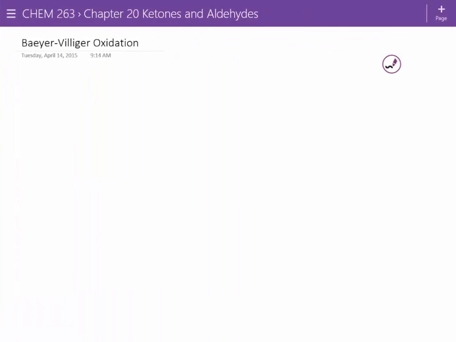And this is the Baeyer-Villiger oxidation. And again, this works well with aldehydes and ketones. And the reagent that we use has a very, very unstable oxygen-oxygen bond. Does anybody remember what these are called? It's a peroxy acid. So it's in between a peroxide and a carboxylic acid, so we call it a peroxy acid.